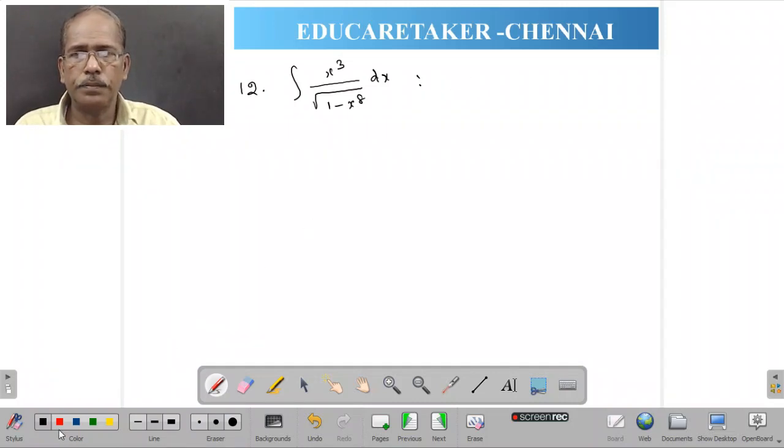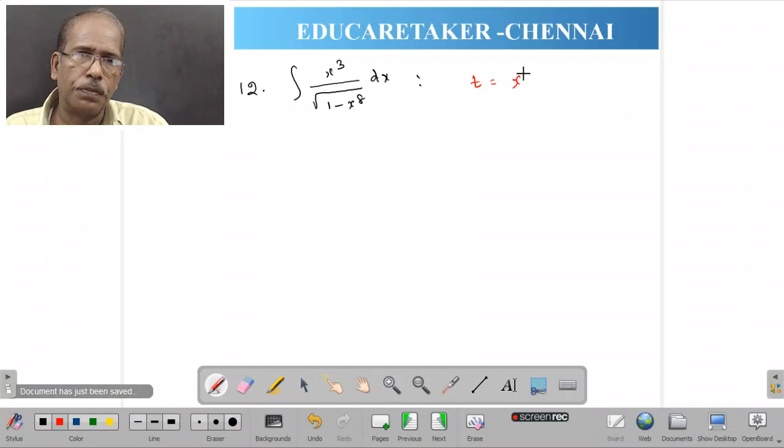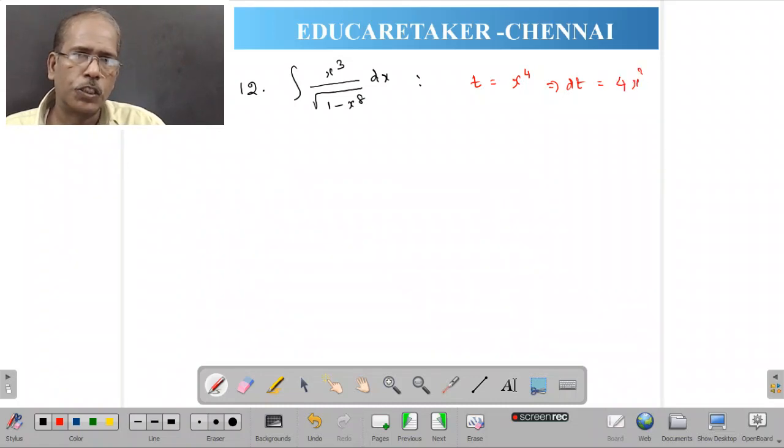That is why here we should integrate using substitution. We can take t is x power 4, then dt will be equal to 4 times x cube dx. Now the numerator x cube dx will be 1 by 4 dt.